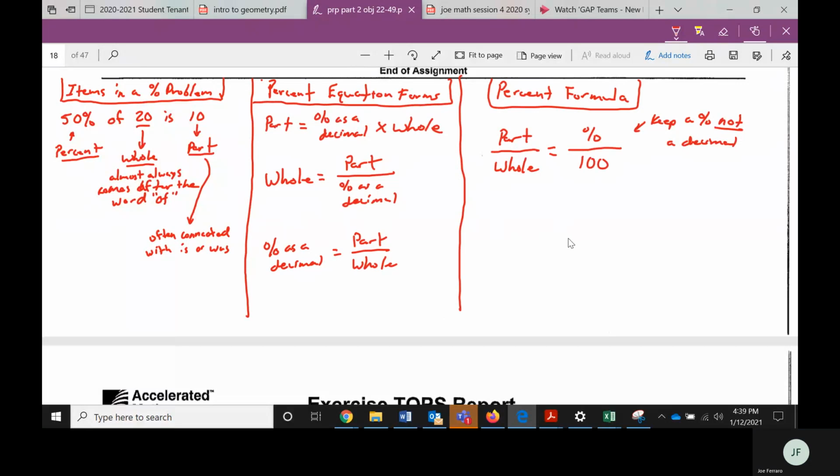Okay, so, and then you fill in what you know and use cross multiply and divide to solve.